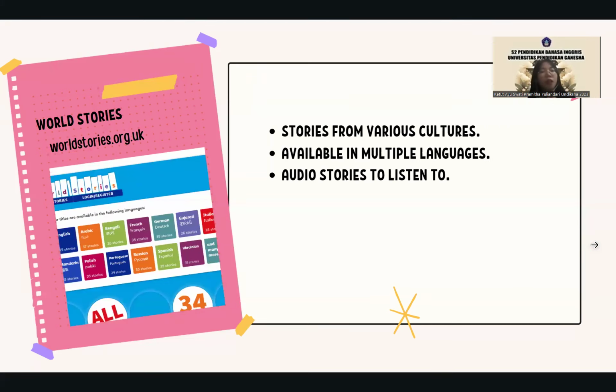The next digital platform is Word Stories. You can access Word Stories at wordstories.org.uk. This is a platform that provides folk tales and children's stories from all over the world in various languages. These stories are designed to help children learn new languages and understand other cultures. There are also 3 features here. The first one, stories from various cultures, available in multiple languages, and the last is audio stories to listen to. And then the fourth, next slide.